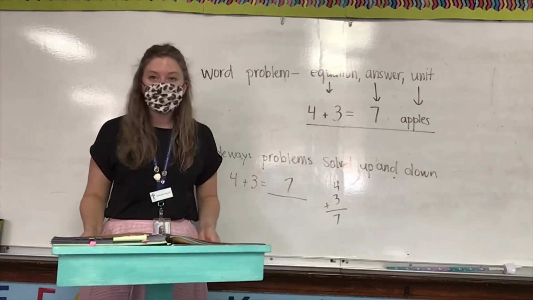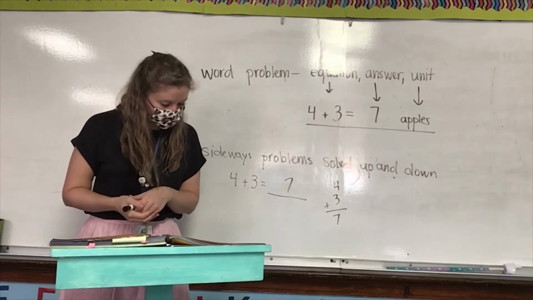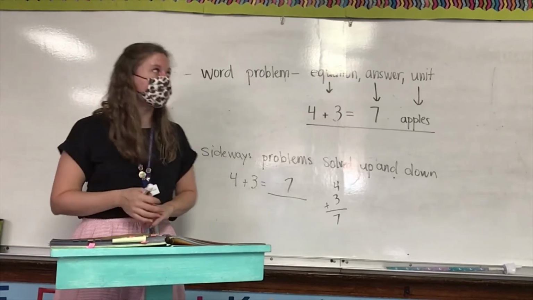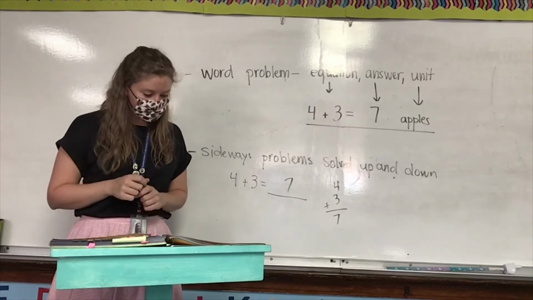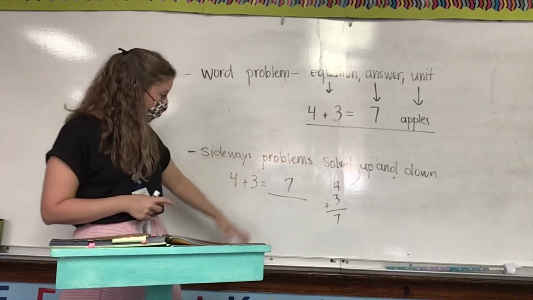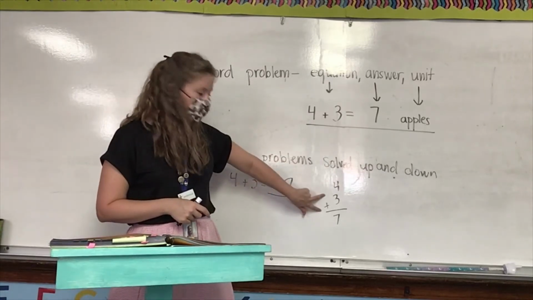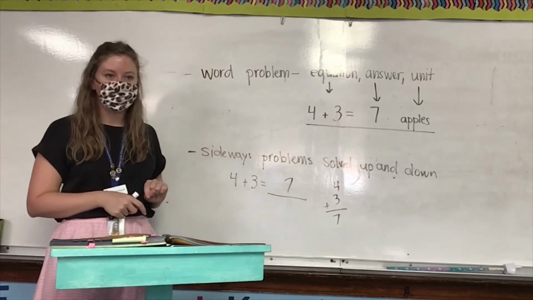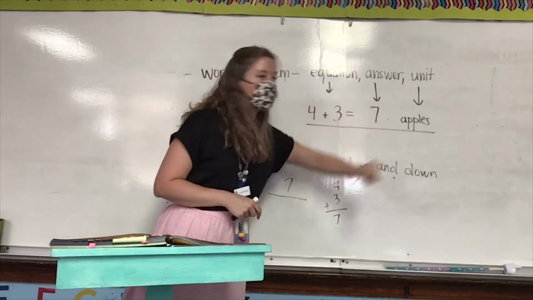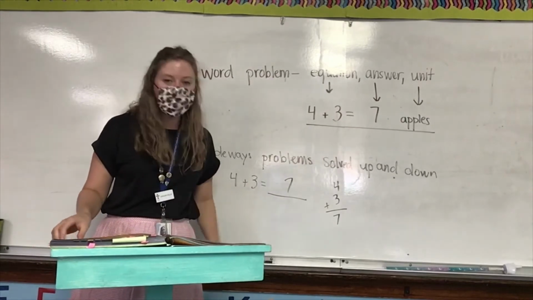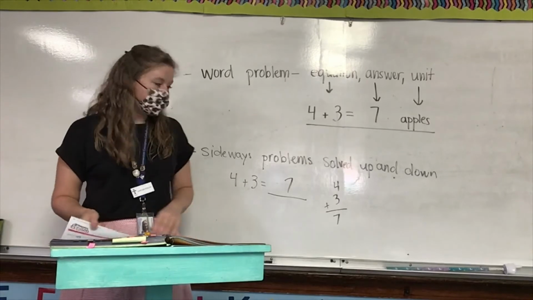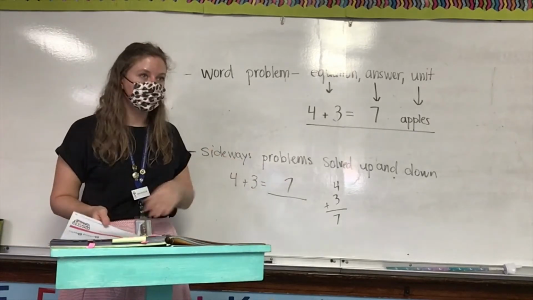Numbers 8 through 14, the directions say to subtract. So you're going to do the same exact thing as you did with numbers 1 through 7, but you're going to subtract. Again, sideways problems need to be solved up and down. Here's our equation. Here's where you solved it. Then you move the answer over here. Word problems on the line, you need the equation, the answer, and the unit. Any questions about page 55? Make sure you show all work. That's what this looks like.